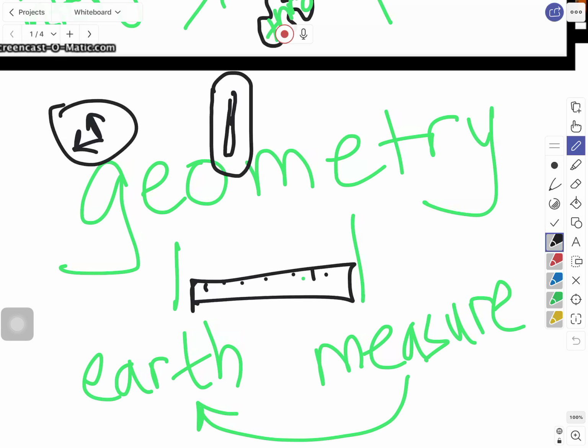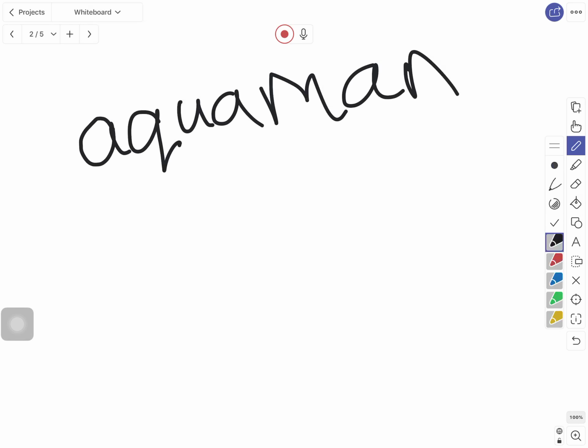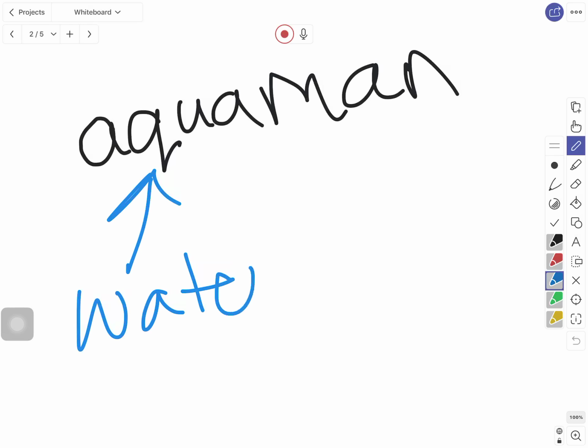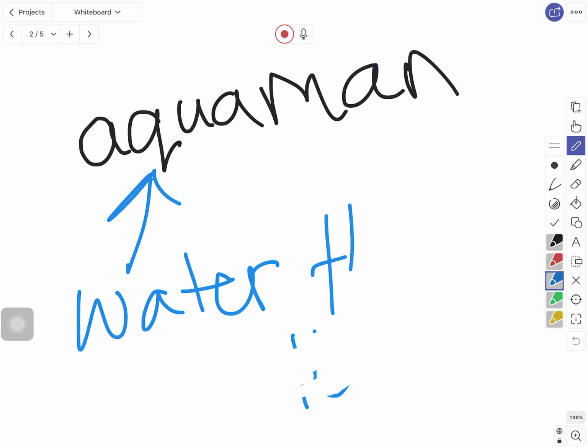Another one that we could probably talk about is anything with aqua. I know we talked a lot about Aquaman in another group, and he is a man of water. Aqua is a root that means water. So whenever you think of words that have aqua in it, aquamarine, aquarium, things like that, has to do with water. Thermo. Oops, that's not how you spell that. Thermo.